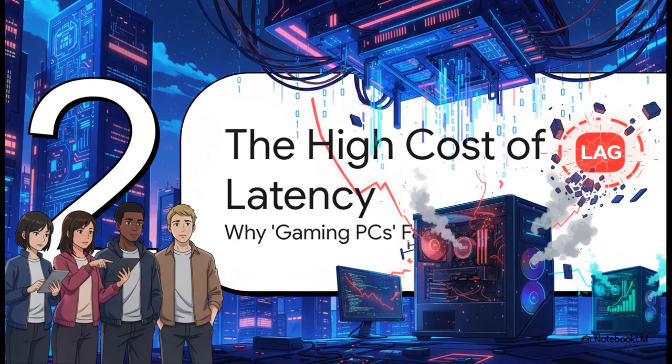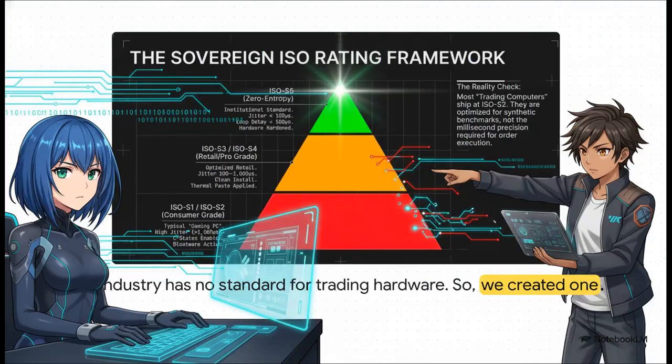So let's zoom out for a second, because this isn't just about one machine. This is a problem across the entire industry. Why is it that even super expensive, so-called high-end PCs are so terrible for trading? Well, here's the fundamental problem. The computer industry has absolutely no standard for trading performance. They sell you a machine based on how well it runs video games, which has nothing to do with executing an order. So the Sovereign Project just built one themselves.